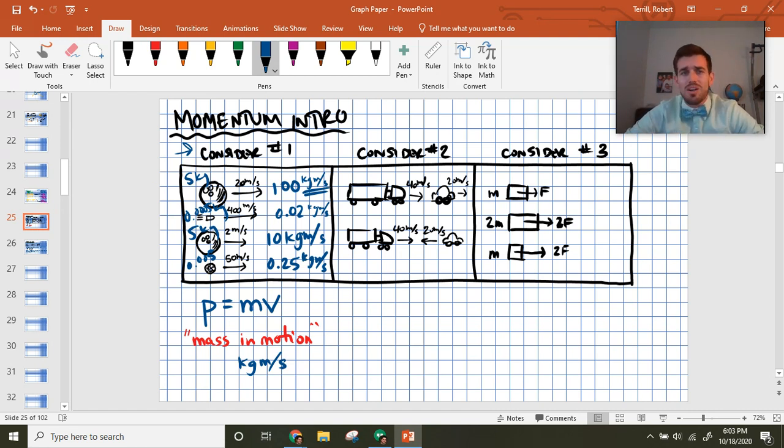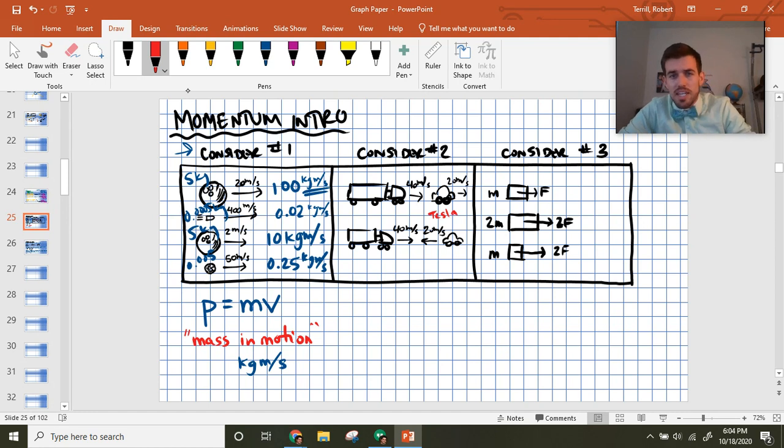Moving on to our next consideration, let's consider a collision, two different collisions actually. In the first one, we have a big rig that's coming up behind and hitting a car. In fact, not just any car. Let's have this be a Tesla. For no reason at all. It's just a Tesla. So that Tesla is getting hit from behind, but they're both going the same direction. So the big rig's moving 40 meters per second, and then it just hits that Tesla from behind.